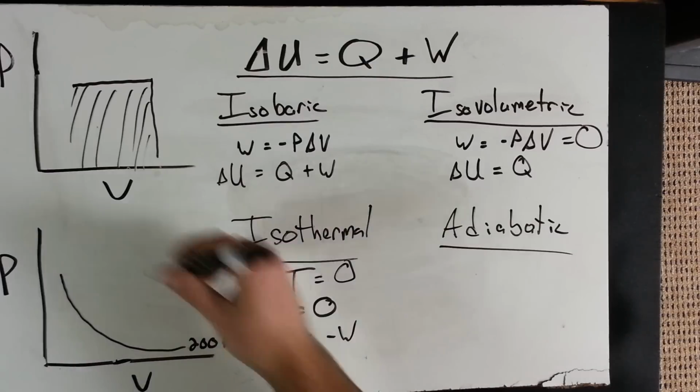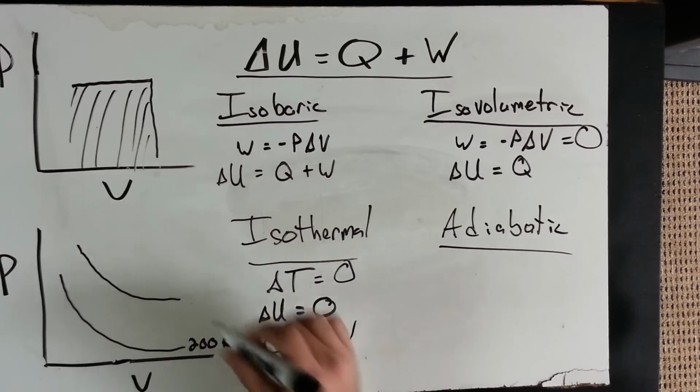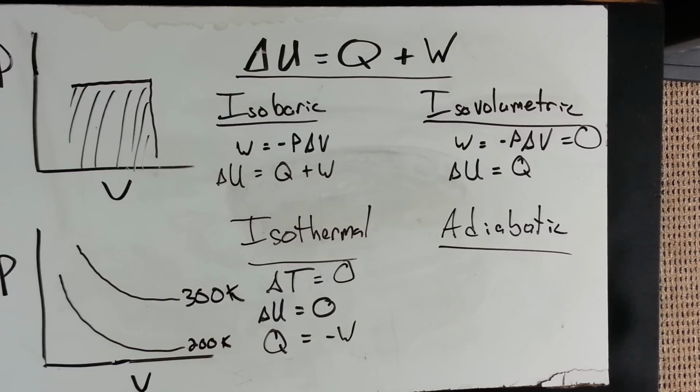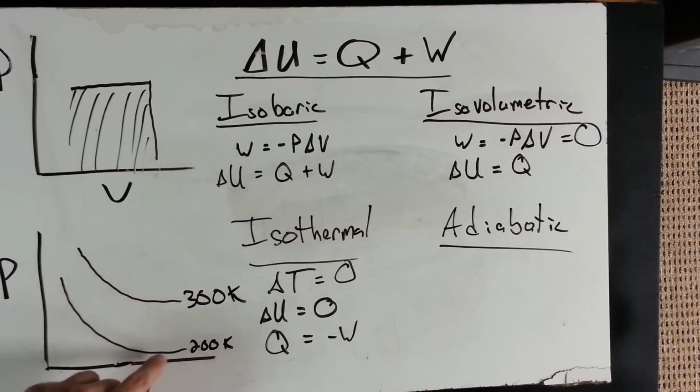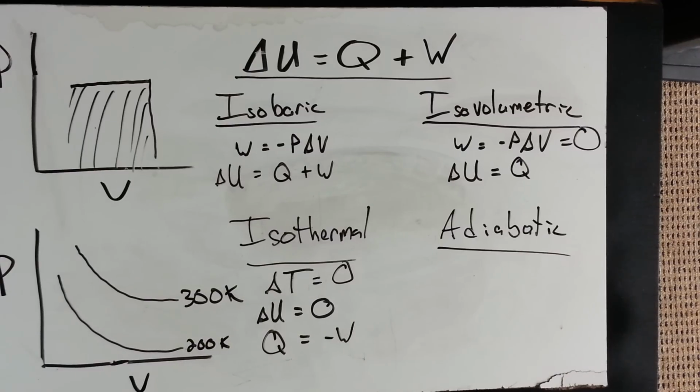So at a different temperature, we would see the same shape, but it would be a little bit higher, so that could be something like 300 Kelvin, or 400 or 500, whatever. Okay, so that would be called an isotherm, and that just represents an isothermal process where the temperature does not change, and therefore the internal energy does not change.